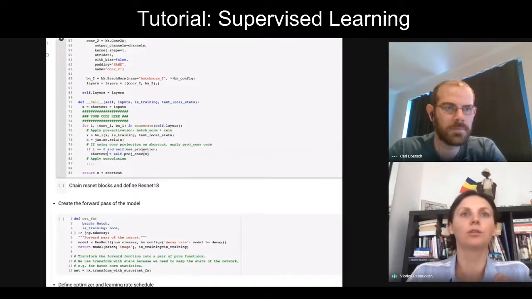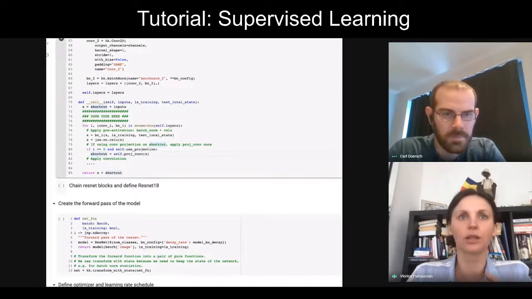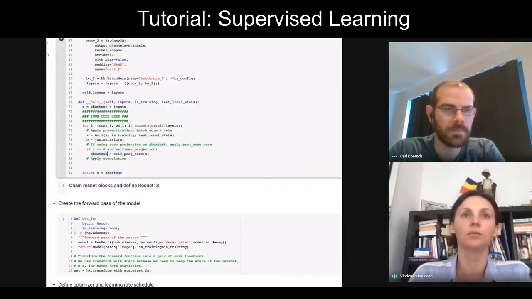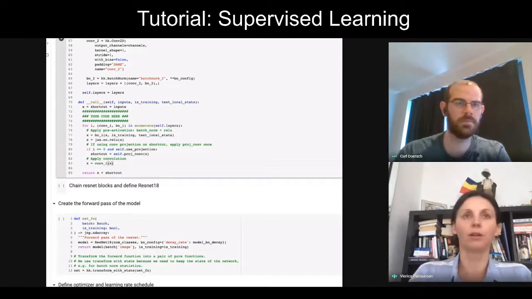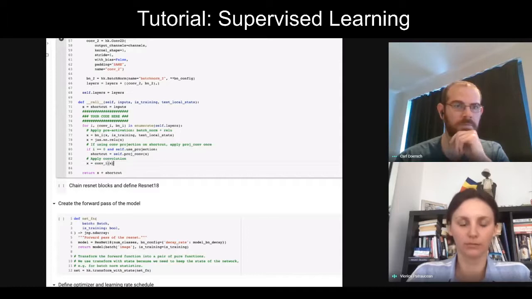So here on the shortcut, if we do use a projection on the shortcut connection, and only for the first layer, immediately when we enter the block, we apply this projection convolution on the shortcut. And then for the rest of the layers, we just apply the convolution on the residual path of the network. So this is more or less what the code looks like.